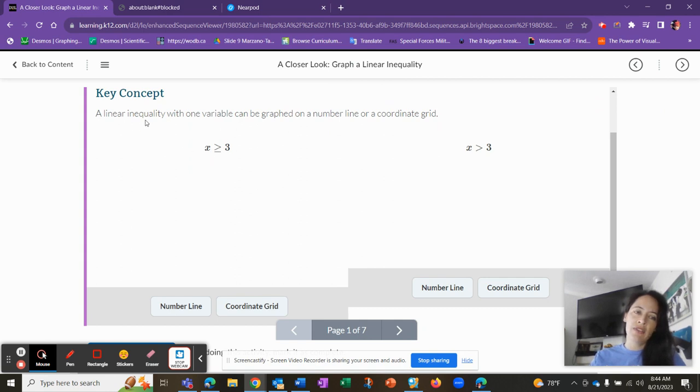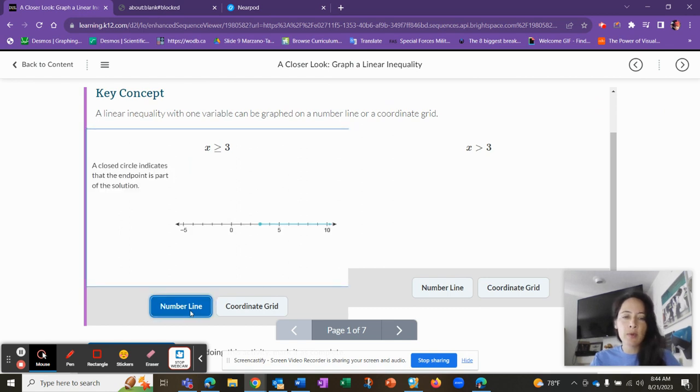Right here, we have a linear inequality with one variable that can be graphed on a number line or a coordinate grid, right? So number line, that's what we've been doing. It's a solid line where x is greater than 3, and that trick about which direction the arrow is pointing is the direction you shade will work because the variable's on the left-hand side. So a closed circle and we shade.